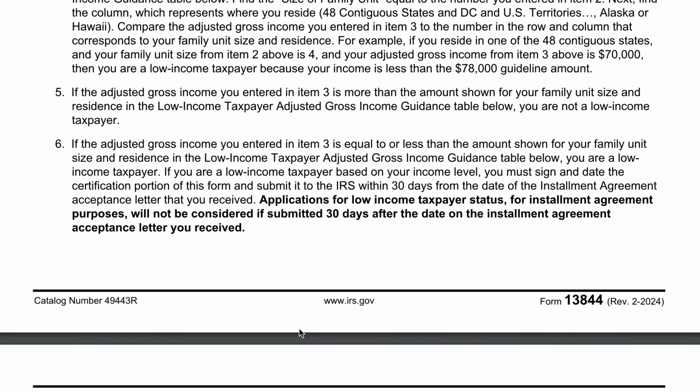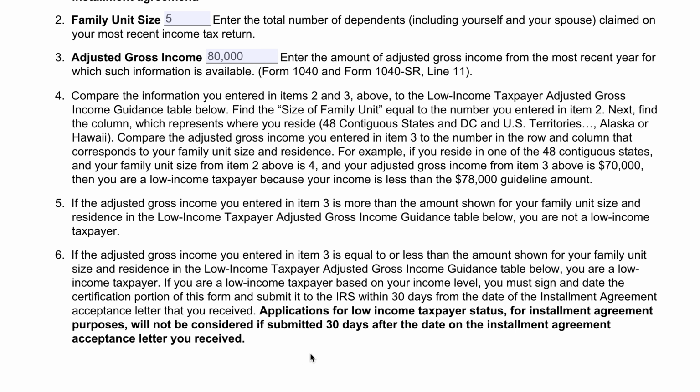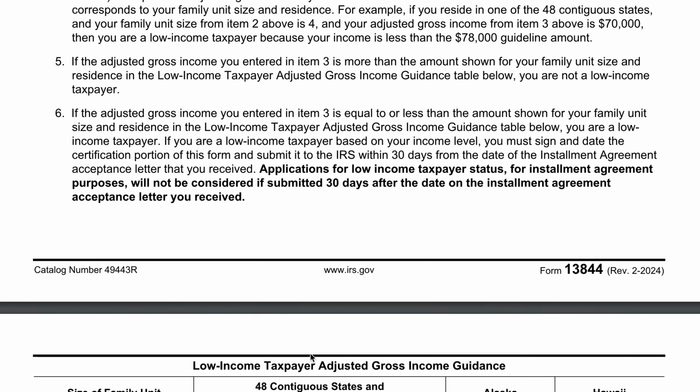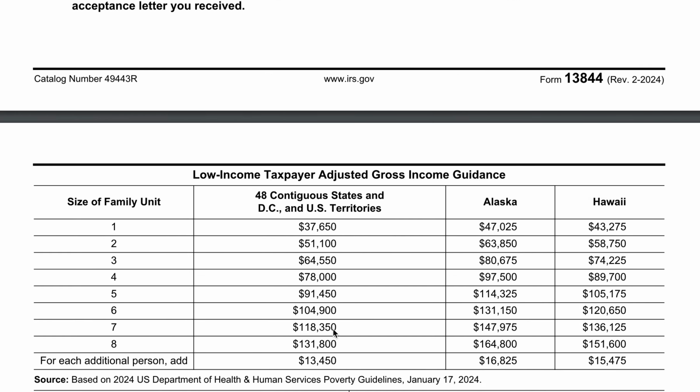So in this case, we have a family size of 5 and adjusted gross income of $80,000. It's not stated here on this form, but let's just assume that John Doe and his family live in the lower 48 United States. So in this case, with five members of his family, he could have AGI of up to $91,450 and still qualify as a low-income taxpayer. Since his income is only $80,000, he would meet the criteria.